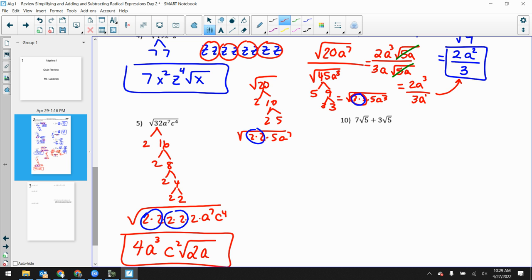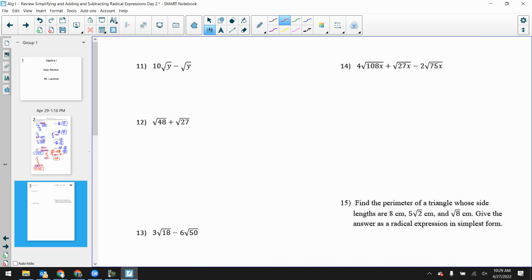Okay, take a look at 10. Pretty easy question. One of the easiest ones on here. Sid? 10 radical 5, you mean? Yeah, 10 radical 5. Good, yeah. Common radical terms, just put them together. Keep the same radical. What about 11? Nathan? 9 radical y. Good. Remember, I have that one on there so you remember that there's a 1 there, right?